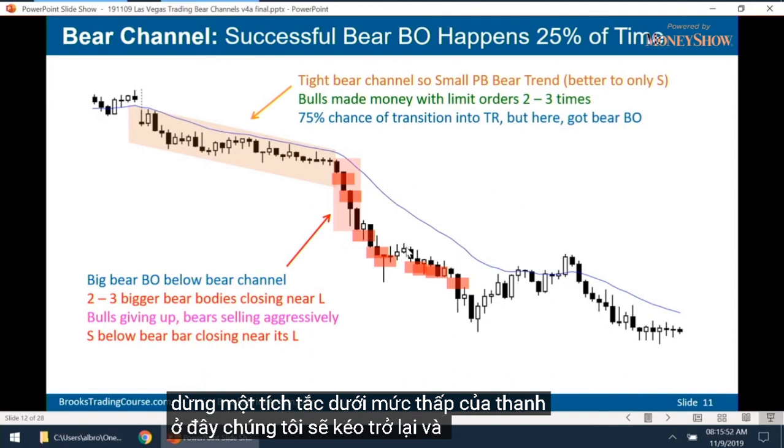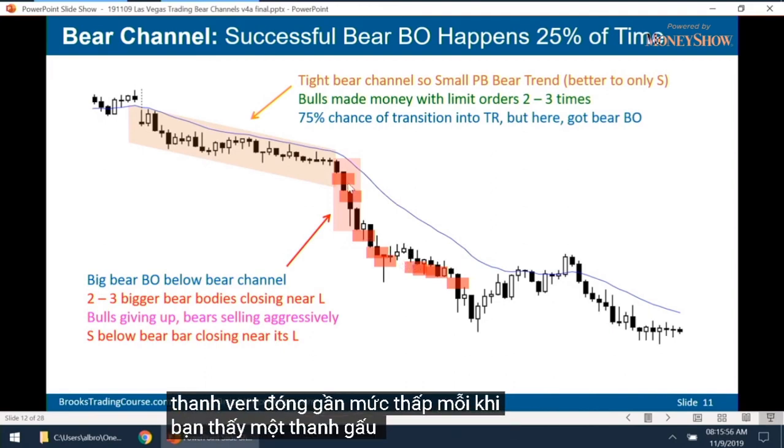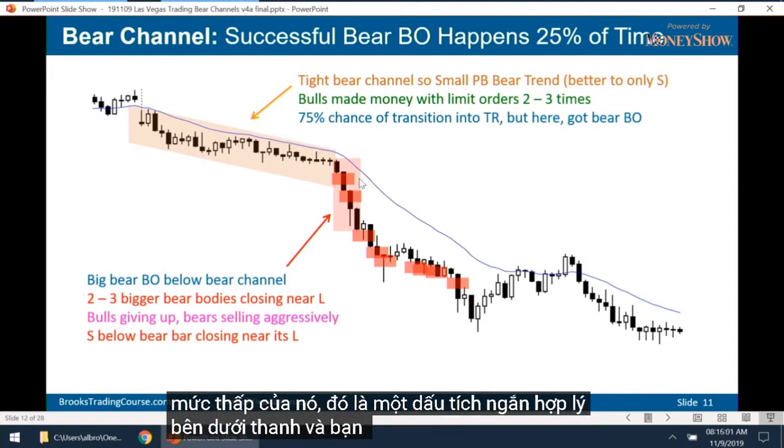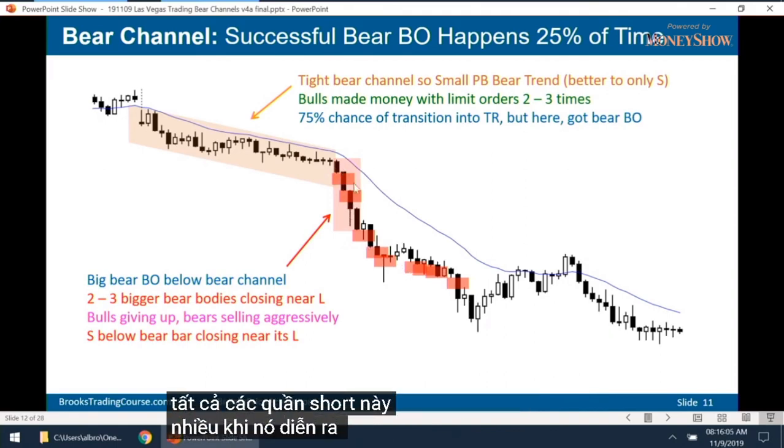Here we got a pullback and then a bear bar closing near its low. Every time you see a bear bar closing on or near its low, it's a reasonable short 1 tick below the bar. And you don't have to take every one of these shorts, all right? A lot of times it happens quickly and you don't expect it.